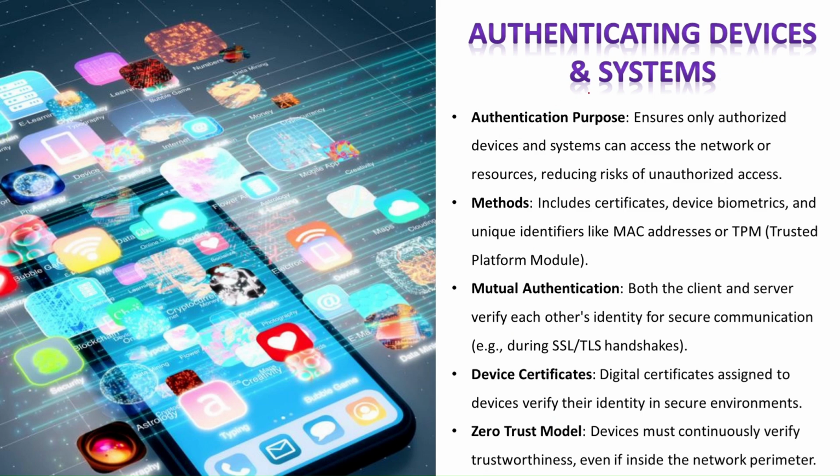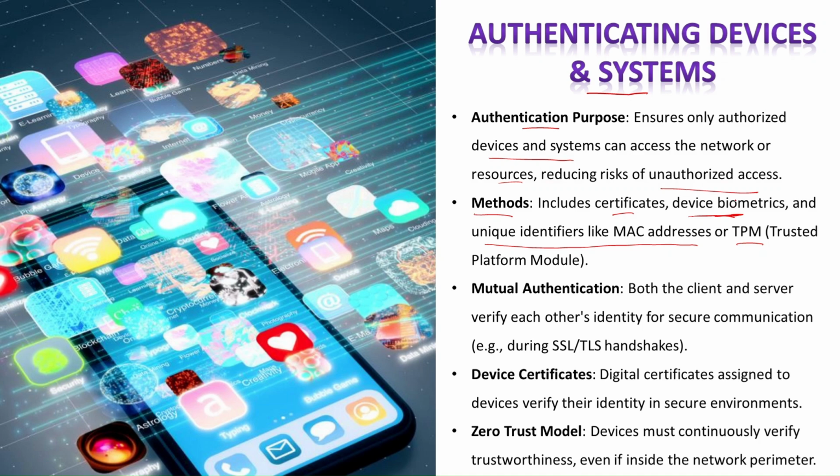Besides authenticating people, we also authenticate devices and systems. The purpose is to ensure only authorized devices and systems can access the network or resources, reducing the risks of unauthorized access. Methods include certificates, device biometrics, unique identifiers like MAC address, or TPM, which stands for Trusted Platform Module. This chip is available inside devices such as laptops, and it contains cryptographic keys and is used for authentication as well as encryption.